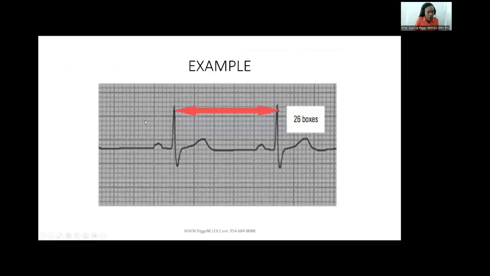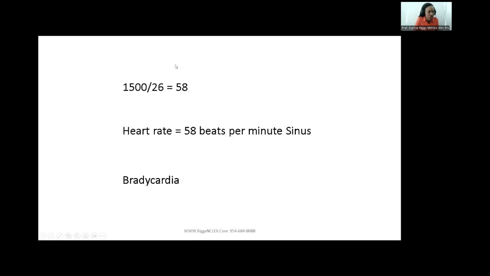So here's a quick example about the R to R. If you count here from R to R, 26 little boxes, you do the math, 1500 never changes. This client is bradycardic because their heart rate is below 60.